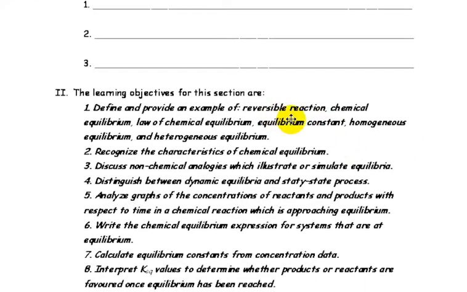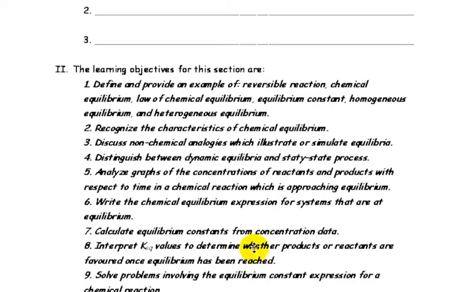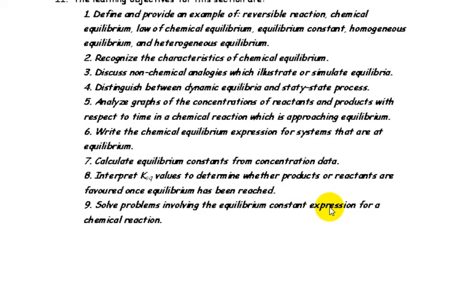And what we'll be looking at is what reversible reactions are, chemical equilibrium, law of chemical equilibrium, equilibrium constant, homogeneous versus heterogeneous equilibrium, recognize the characteristics of chemical equilibrium, discuss non-chemical analogies which illustrate or simulate equilibria, distinguish between dynamic equilibrium and steady state, analyze graphs of concentration or products with respect to time, write the equilibrium expression for systems that are not at equilibrium, calculate the equilibrium constant, interpret KEQ values, solve problems, etc. Okay?